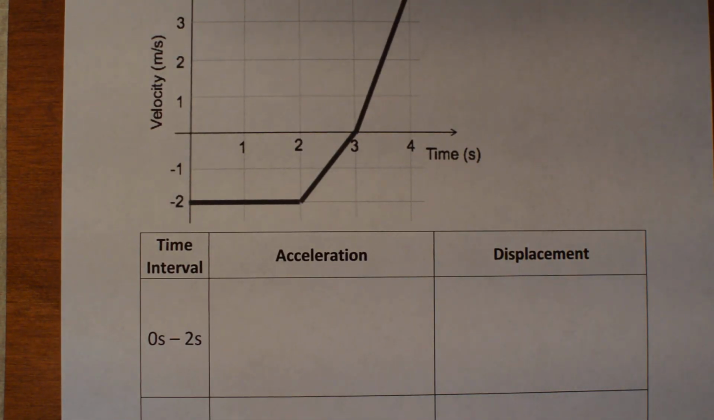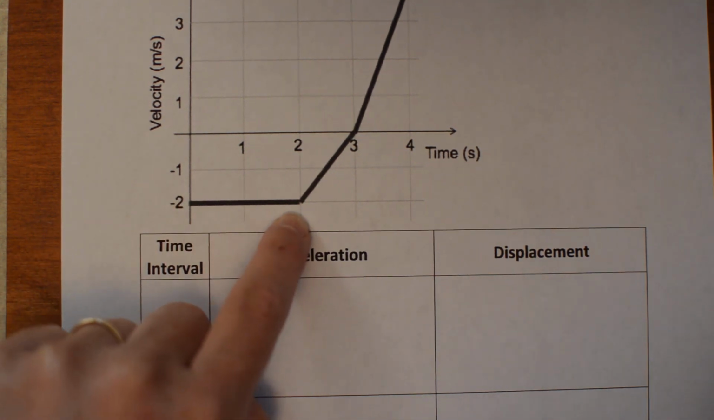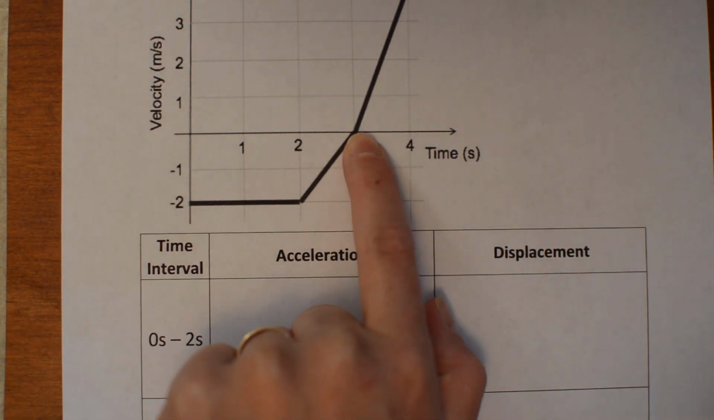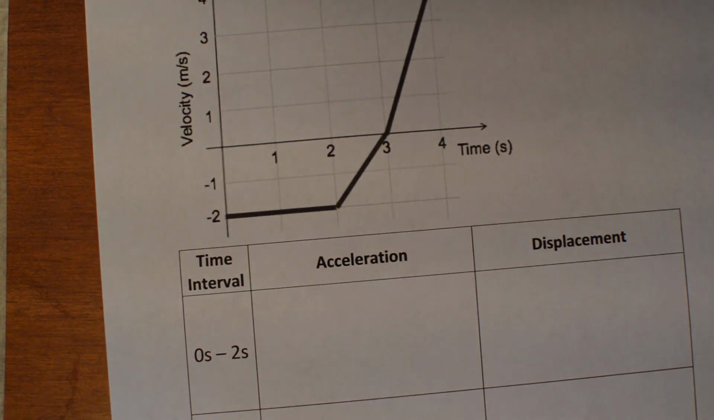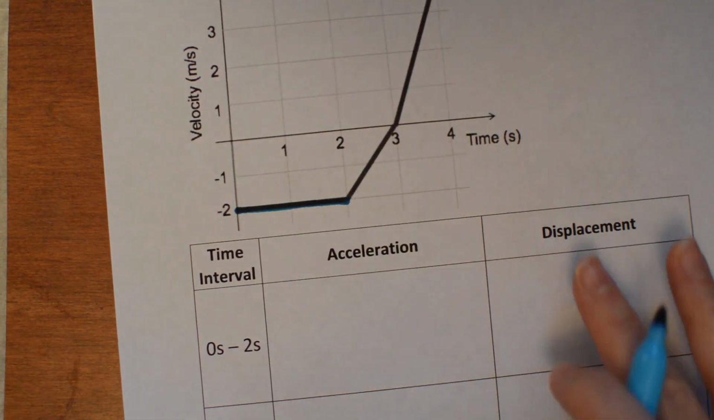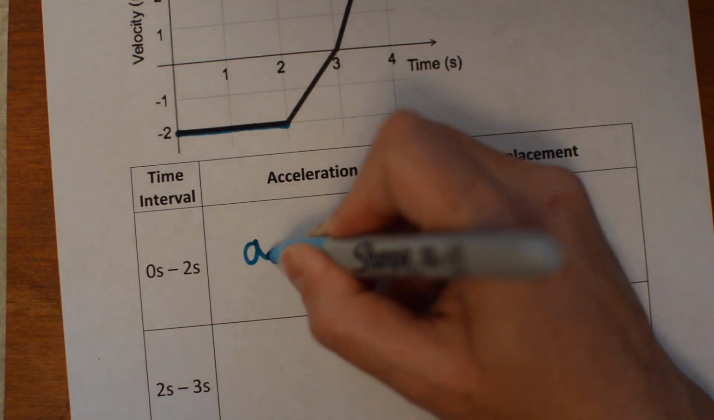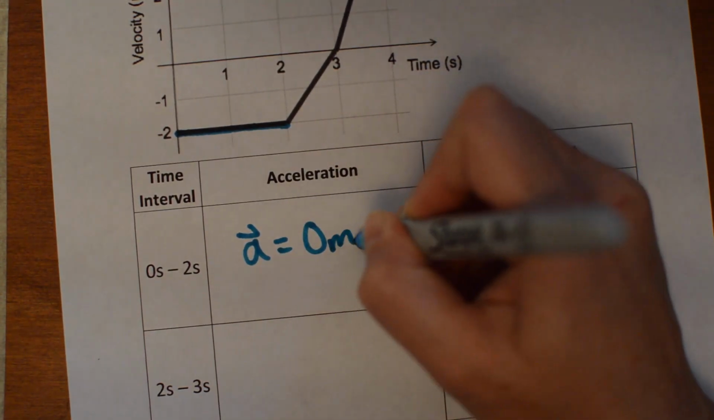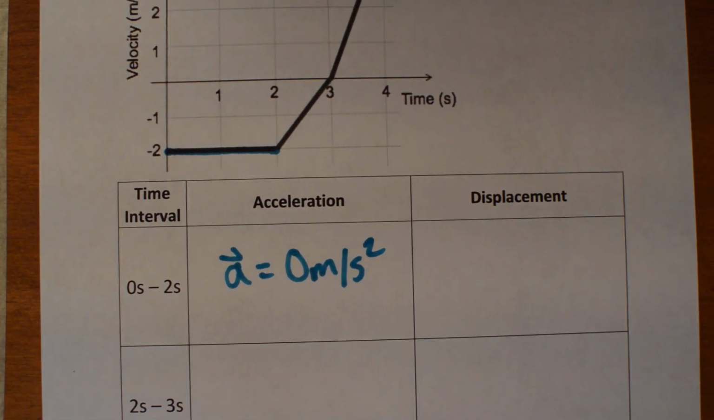For our first section, we're moving backwards at a constant speed of -2. Then we're going to be slowing down, still moving backward. Then we start moving forward and we speed up. If I look at this first section, I'm going to figure out my slope. Accelerations are slope. That's just a horizontal line, so my slope is 0. Acceleration is 0 meters per second squared over that section.